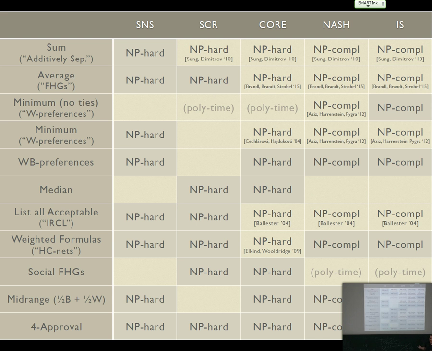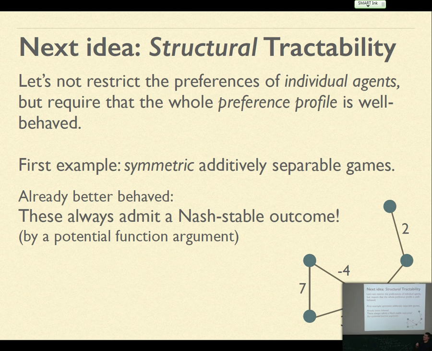So let's try something different in order to get tractability. How about structural tractability? What I mean by that is, let's not restrict what every individual agent may say, but let's say the preferences should interact well. They should be correlated in some way, have some underlying structure. So one first example for this is, well, what I already drew here, just actually enforce it, say symmetric additively separable games. My number for you must be your number for me.